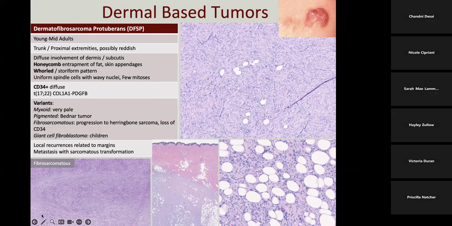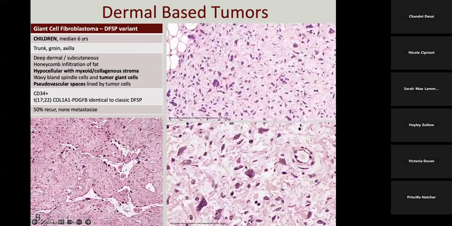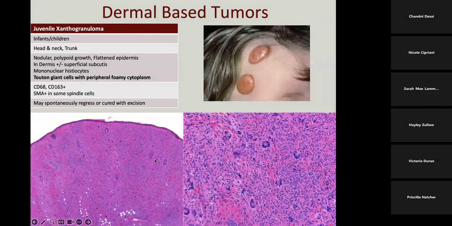And here's what fibrosarcomatous transformation, which we already talked about, looks like. Long fascicles, hypercellular, mitotically active. The reason to diagnose fibrosarcomatous transformation is because of risk for metastasis, as opposed to just pure DFSP, which is local recurrence only. Giant cell fibroblastoma variant in kids is immunophenotypically and genetically identical to DFSP, except it has these giant cells with pseudoangiomatous spaces lined by giant cells.